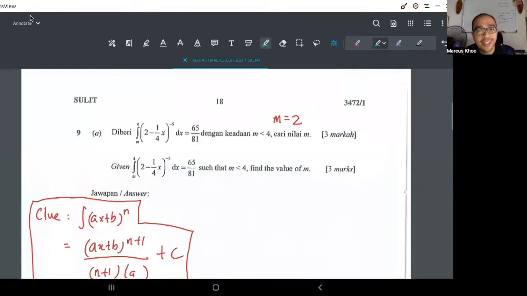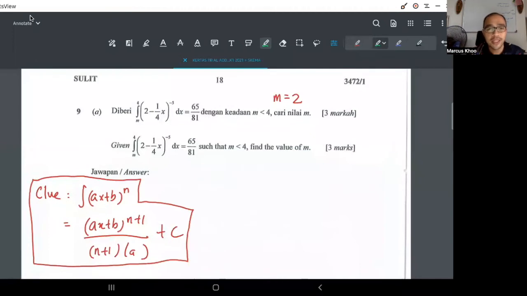Halfway more. Okay, hang in there. The MRSM paper is quite challenging. So you're given this integration, and then equals 65 over 81. And then you are given another condition where m is less than 4. Find the value of m.